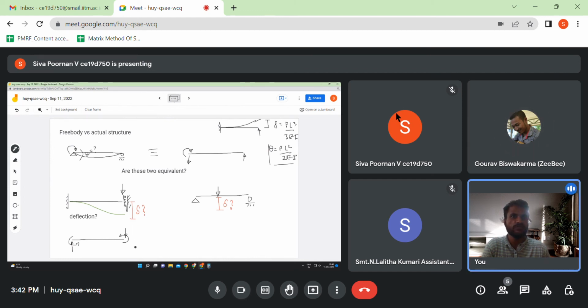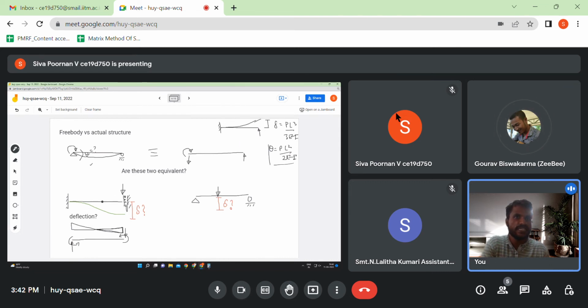From these figures you would be able to find out that this is actually two cantilevers, because even if you draw the bending moment shape for this, you would see a bending moment shape like this, right? Once you know the bending moment shape, you know that this triangular shape corresponds to a cantilever with an end force.